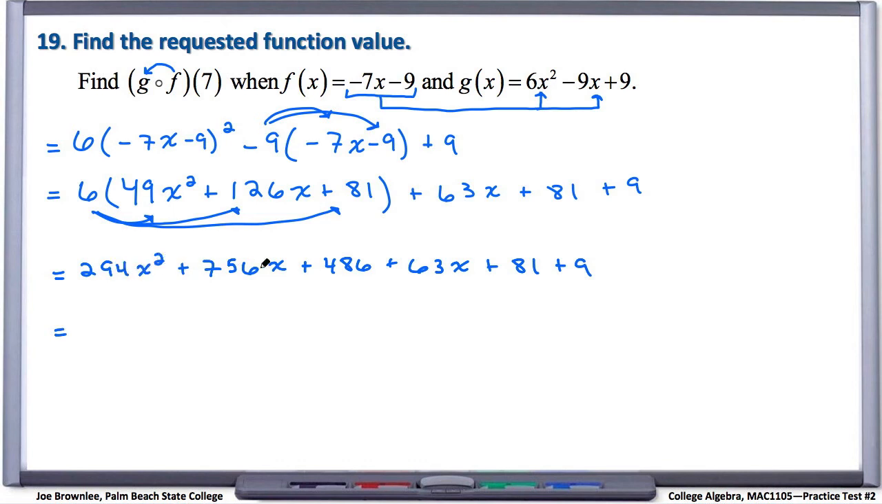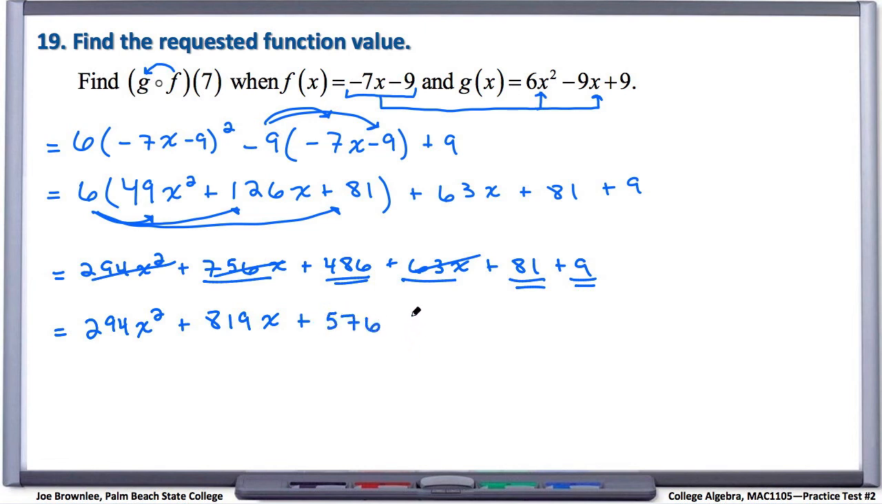All right, just like we did before, let's go ahead, combine like terms where we can. So let's start with x squareds. And I don't see any other x squareds other than this 294x squared. So we'll bring that down. And then we have 756x and 63x. We can go ahead and combine those things. And so we're going to get 819x. And last but not least, we have these 3 final terms, which are all alike, so we can combine them. So 486 plus 81 plus 9 gives us 576. All right, so this here is g of f of x.